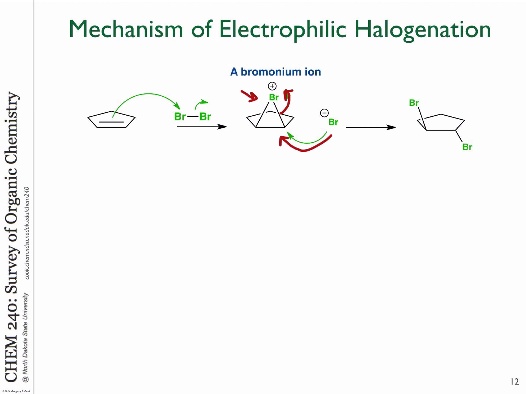So the stereochemistry of addition of Br2 is selective. It's specific. We call that a stereospecific reaction. Whereas the addition of HBr would not be selective. And it's just because the nature and structure of the carbocation or plus charged intermediate is a little bit different.